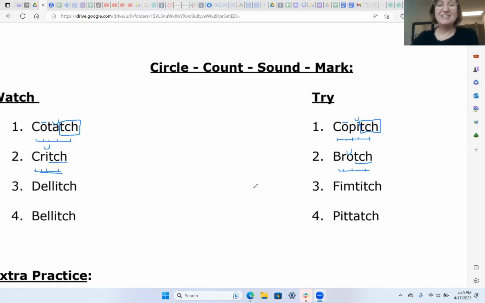Can you please go over the hard C and soft C again? You bet. Hard C sounds like a K. Soft C sounds like an S. It's the same rule for G. If there's an E, I, or Y after it, it's going to make the soft sound, S. If not, if it's any other letter, it's going to make the hard sound. Thanks for asking.